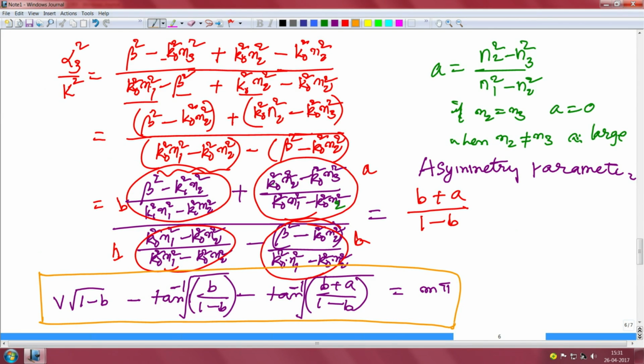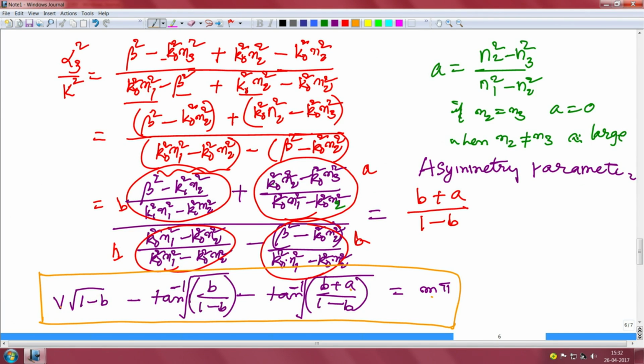So, we have reduced the equation in terms of very few variables. We have the V number, the normalized propagation constant, the asymmetry parameter and the mode index. The mode index can be taken to be 0 for the fundamental mode, 1 for the next mode, 2 for the next mode and so on.